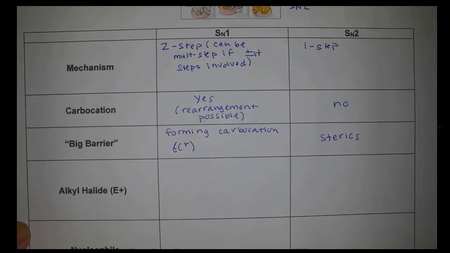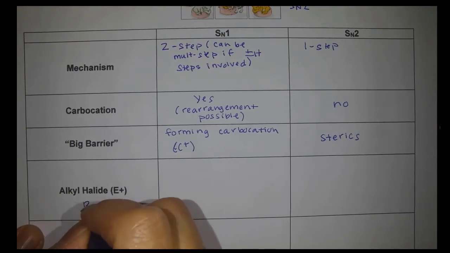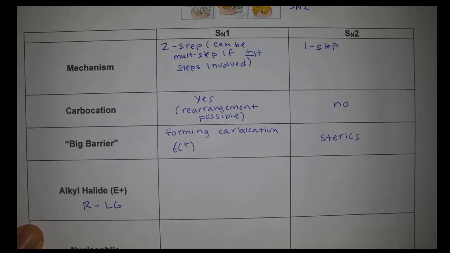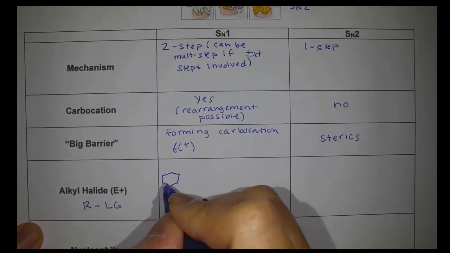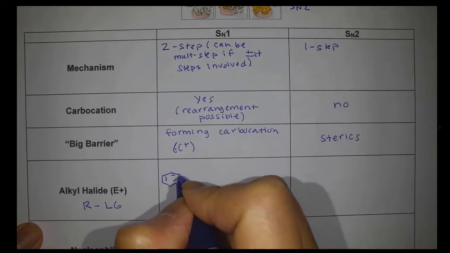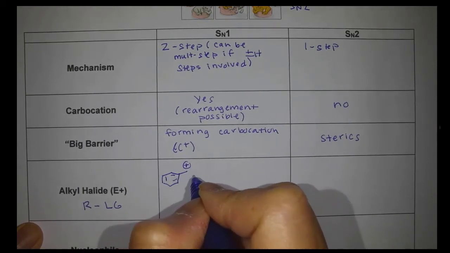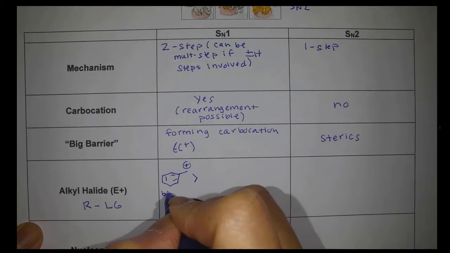The alkyl halides or electrophiles that we can use for the SN1 and SN2 reactions usually have an L, a leaving group of sorts. So we have the benzyl carbocation, which will be faster than an allyl.